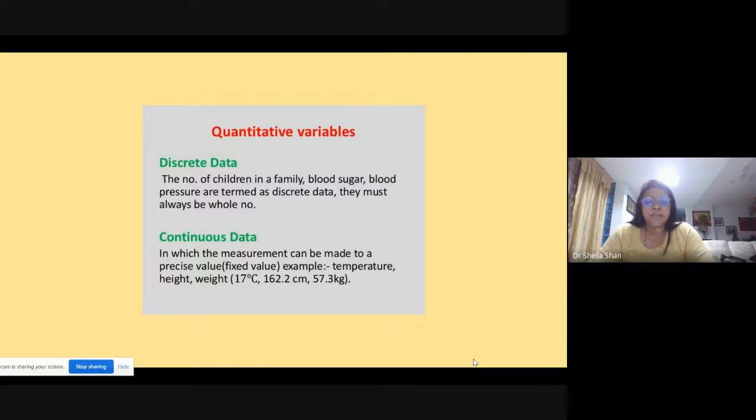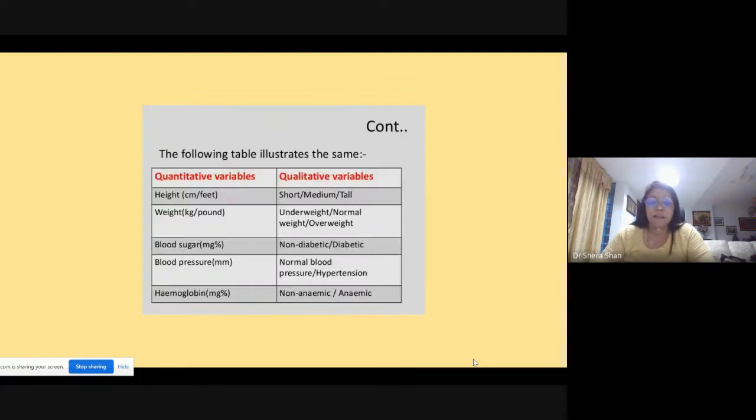Continuous data is data in which the measurement can be made to a precise value. For example, temperature can be 13.3 or 26.5. Height is also the same, you can have decimals. Or weight, 57.3 kilos. So they are considered continuous data, which means in between they still have values.